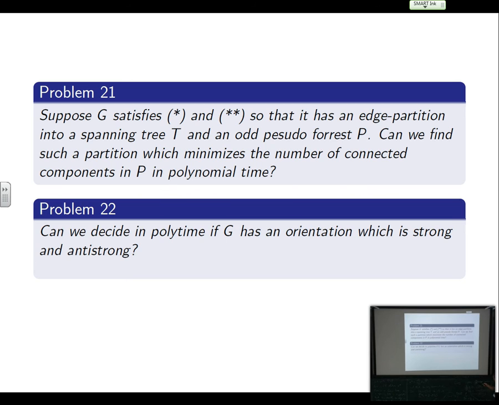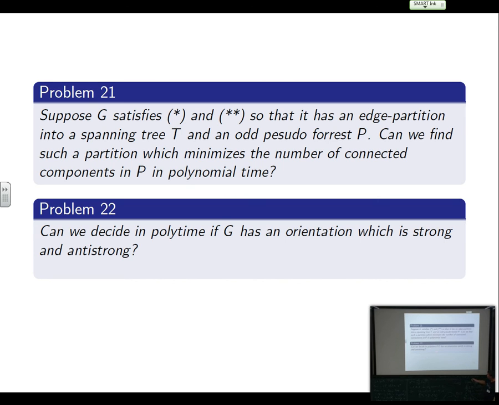And here's the last question, which I think could be challenging. Suppose I have an undirected graph, and I would like to know whether I can orient it so that at the same time it's strong and anti-strong. This is clearly okay if the graph has many edge-disjoint spanning trees, because we saw that if you have three edge-disjoint spanning trees and you're not bipartite, then you can always do it.